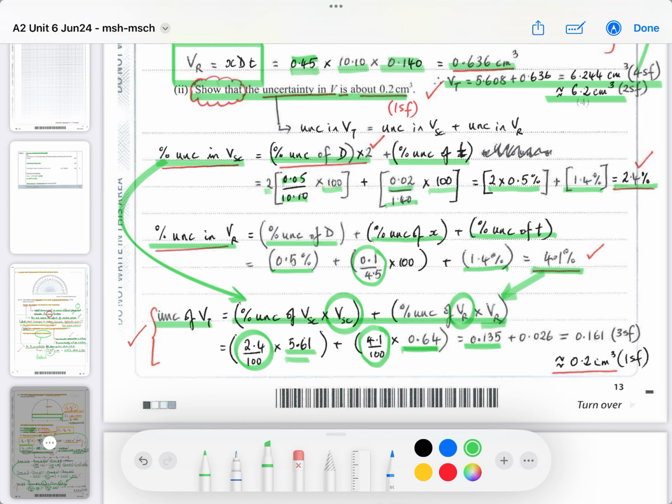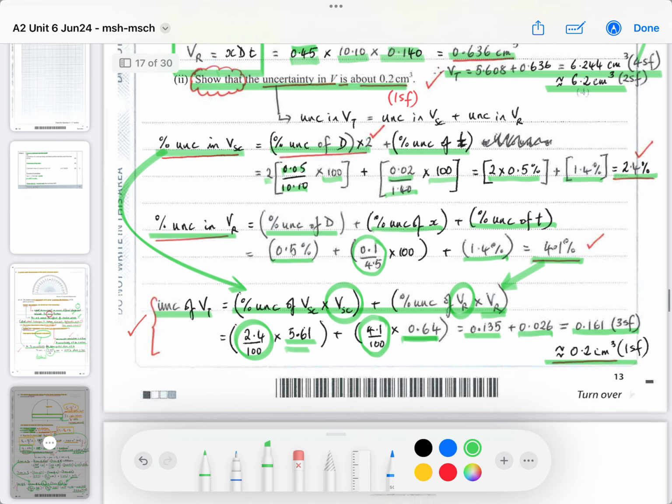You get 0.135 for the first bracket, 0.026, and that gives you the total uncertainty of the two volumes. So this is the most complicated in terms of tediousness. It's mathematically obviously doable. You need to know how to do percentage uncertainties, and the more past papers you practice, the better. Okay? And that gives you a value of 0.2 centimeters cubed, one significant figure. Okay?